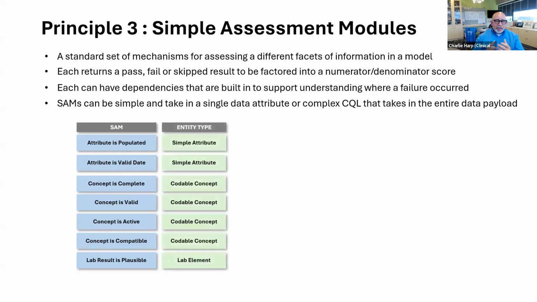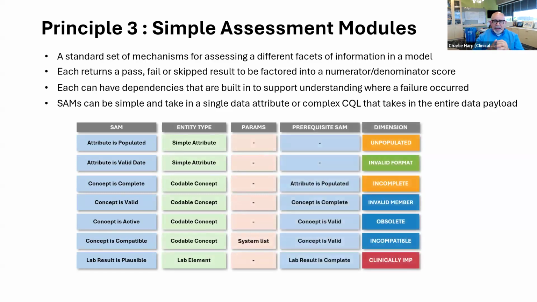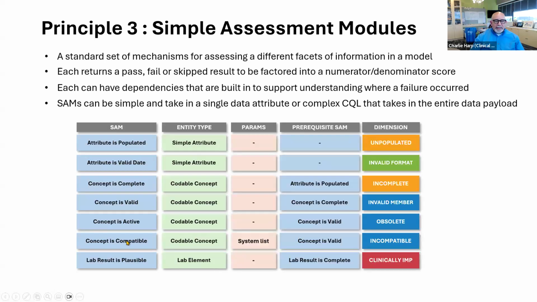So when you look at these, each one of these takes in some type of attribute or element or concept from the model. It might take in parameters like the concept is compatible. You're going to say, here are the code systems that are in our contract that we agreed on. And then they can have prerequisites. For example, for a concept to be compatible, it's got to be valid. For it to be valid, it's got to have all of its parts. For it to have all of its parts, it's got to be populated.